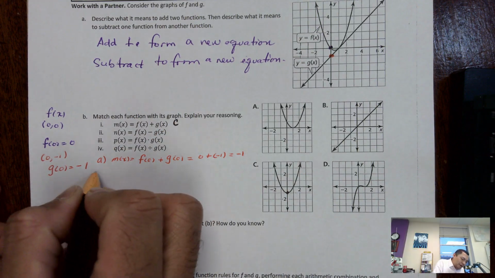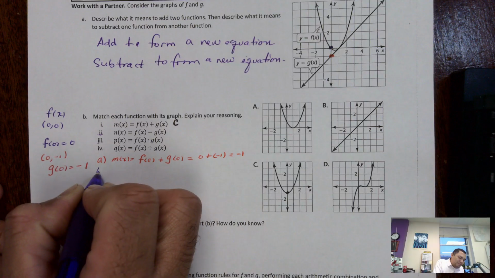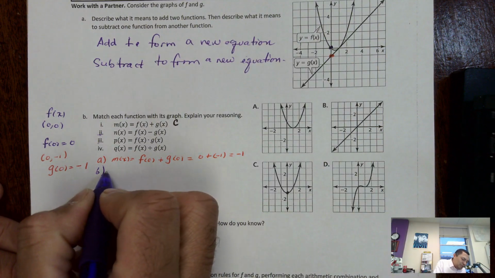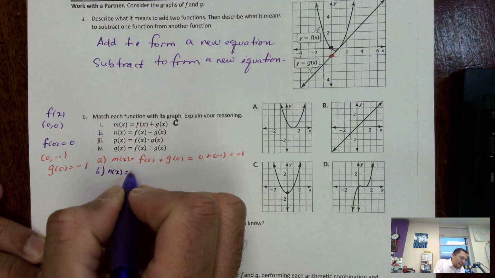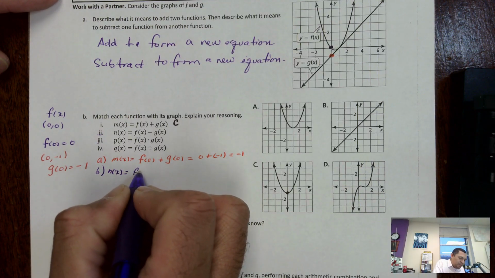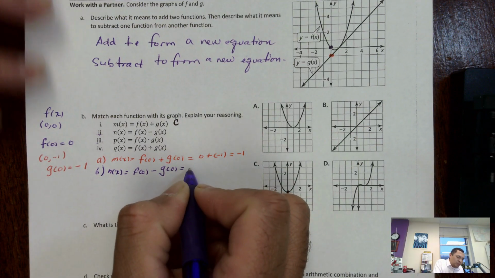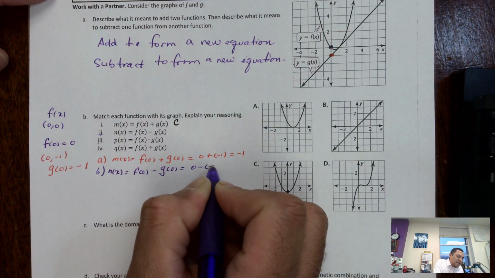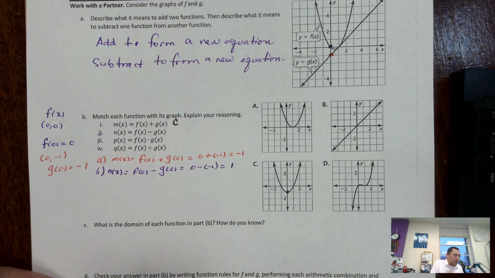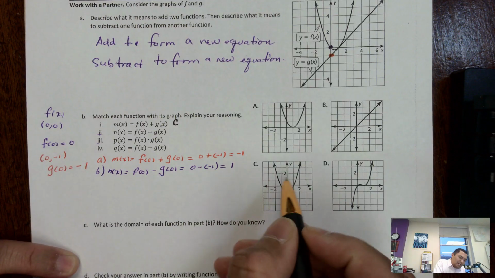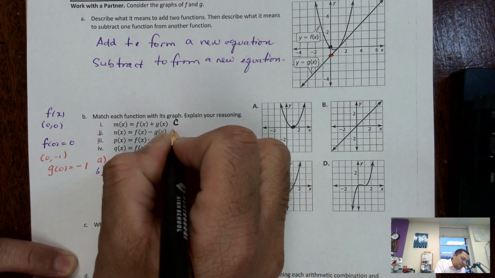Now let's do the second one. I'm going to call these B, C, and D. So let's do B. I'm going to use a different color. I have n(x) equal to f(x) minus g(x), so f of 0 minus g of 0, which is 0 minus -1, equals +1. So which function in this case is +1? I have A. That's A.